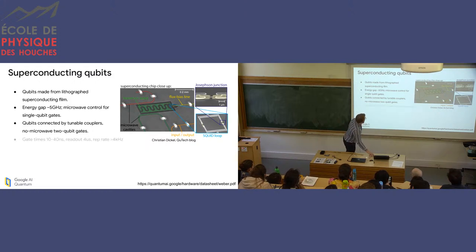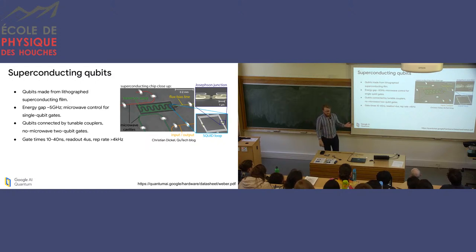flux bias line. Our gate times, depending on the gate, our two qubit gates are quite fast. I think we have two qubit gates that are often, say, 8 to 20 nanoseconds. Single qubit gates are a little bit slower, about 40 nanoseconds. Our readout time is about 4 microseconds, and our repetition rate, usually we're getting about 4,000 samples. That's 4,000 circuit executions per second. Actually, I think we can do a bit better than that, but all the numbers that I'm citing here are from our publicly available data sheet, from one of the processors that we were running through the quantum computing servers, called the Weber processor. I've got some more data on that on the next slide.